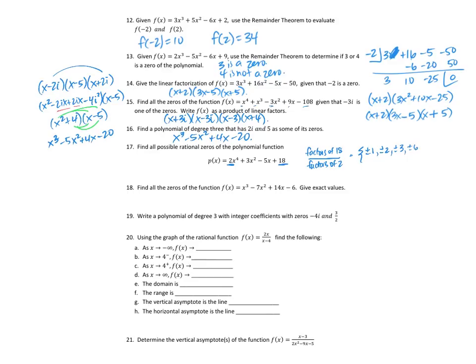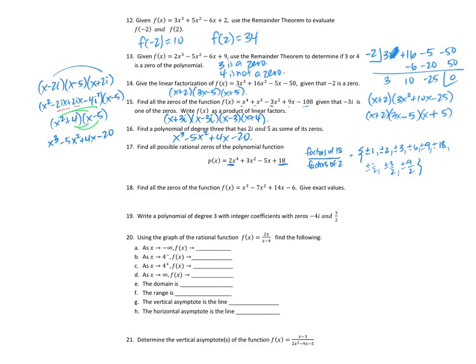Plus or minus 6, plus or minus 9, plus or minus 18, and then I can do all of those things divided by 2. So I can do plus or minus 1/2, plus or minus 2 halves is just 1, plus or minus 3 halves, plus or minus 6 halves, that's just 3, which I already have, plus or minus 9 halves, and then 18 halves again is 9, so I already have that. So that's all of my possible rational zeros.